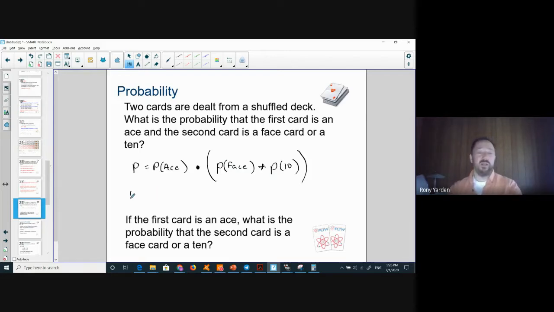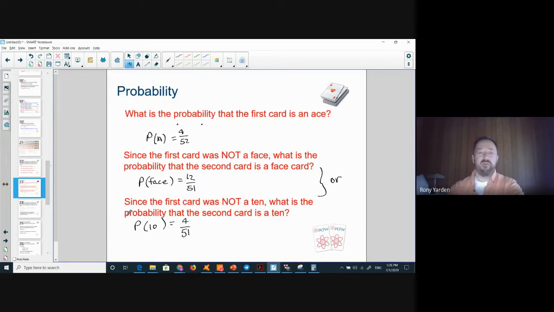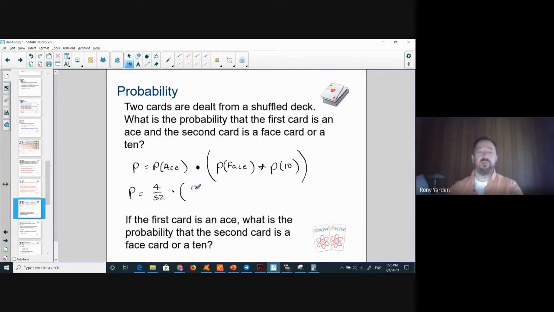So now let's put in the numbers that we calculated. The probability for the ace was 4 out of 52 times the probability of face, let's go back here, 12 out of 51 plus 4 out of 51. Okay, so we have to do the math. This is 4 out of 52, and here we have the same denominator, so we just add the numerators. We will have times 16 over 51.